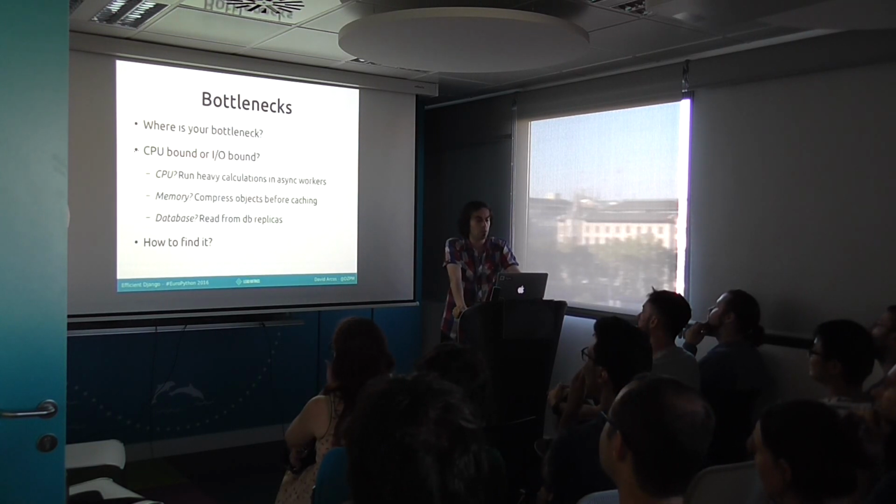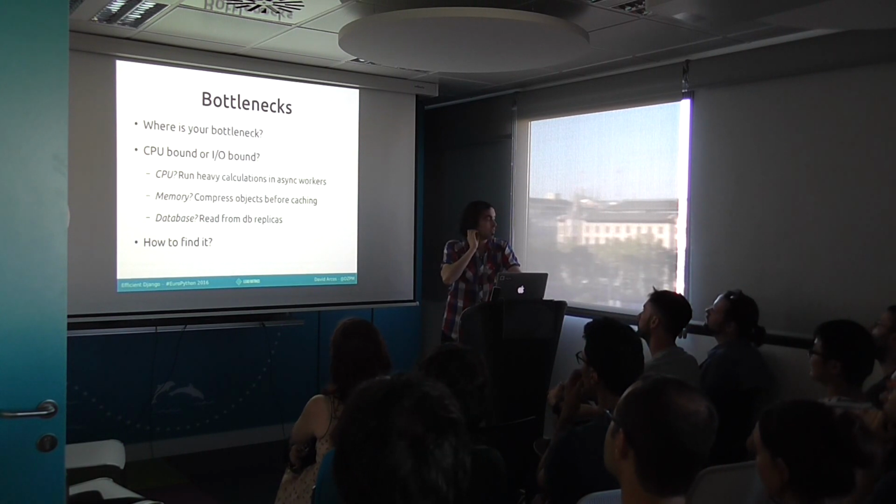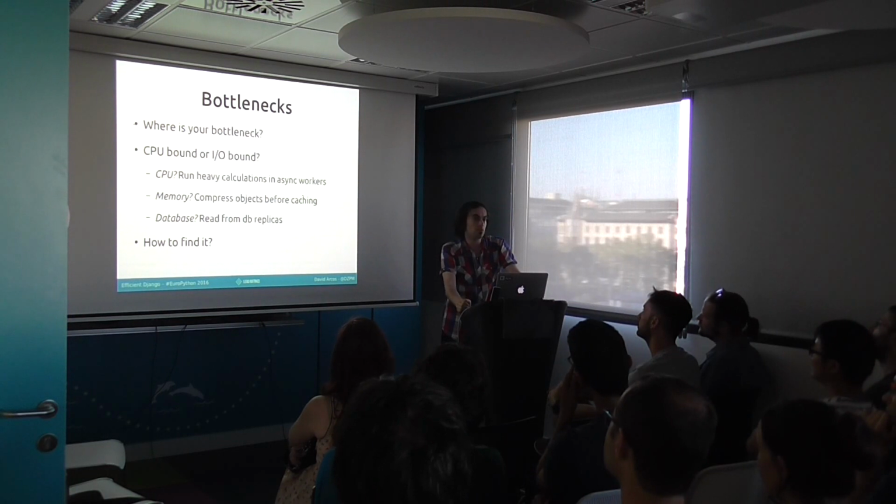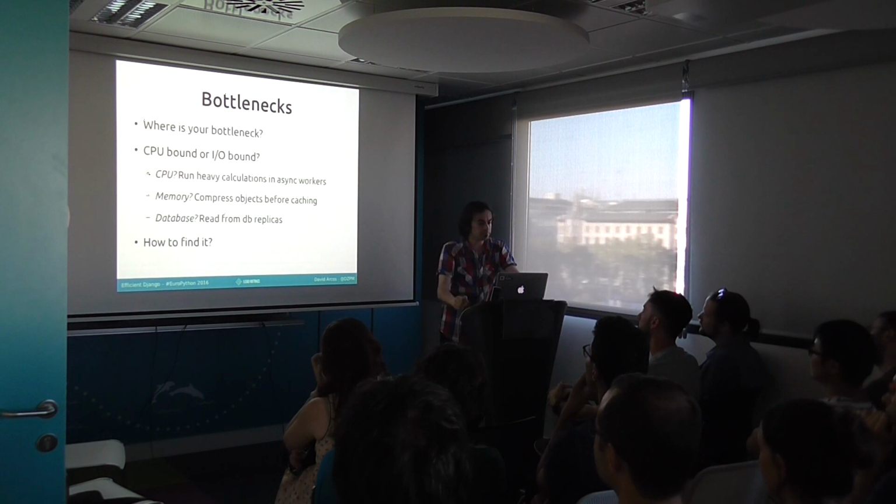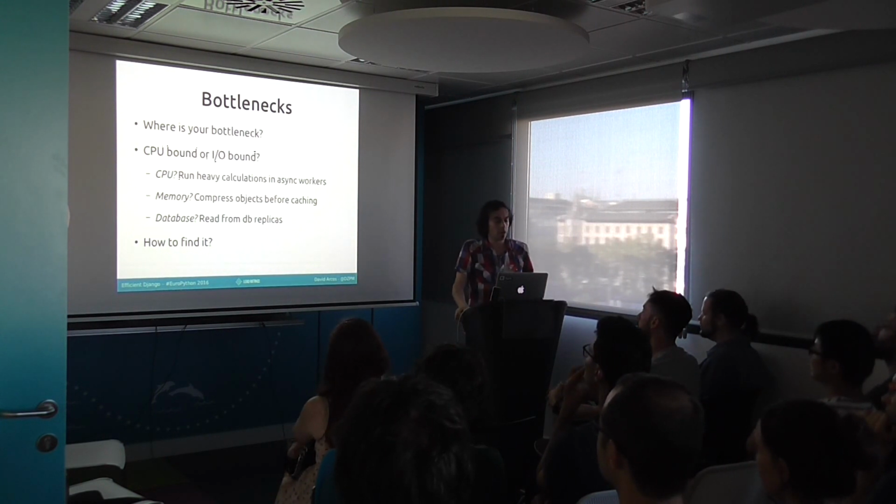And of course the bottleneck. What's a bottleneck? It's the thing that is limiting your platform. Okay, the slowest part, the broken chain that will make your application go slower. So the difficult thing here is to find the bottleneck. Where is it? What kind of bottleneck?